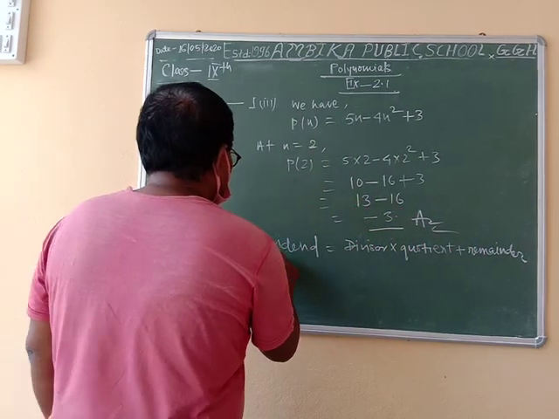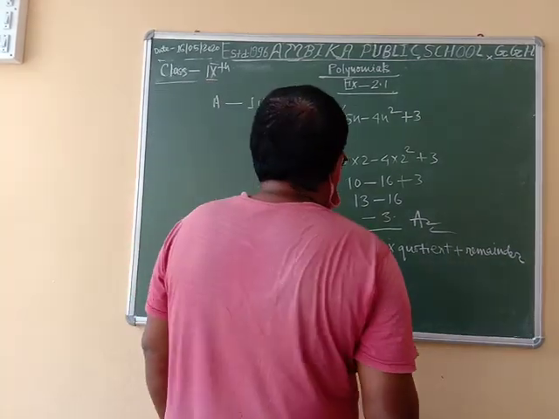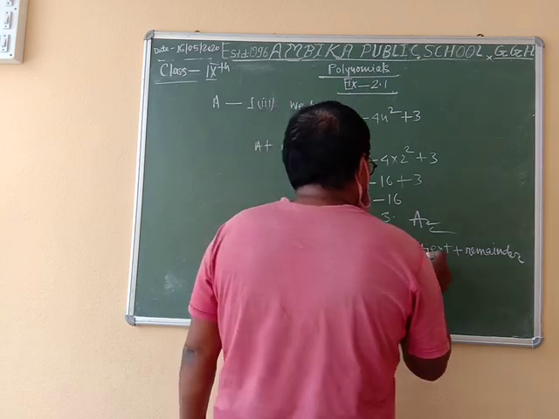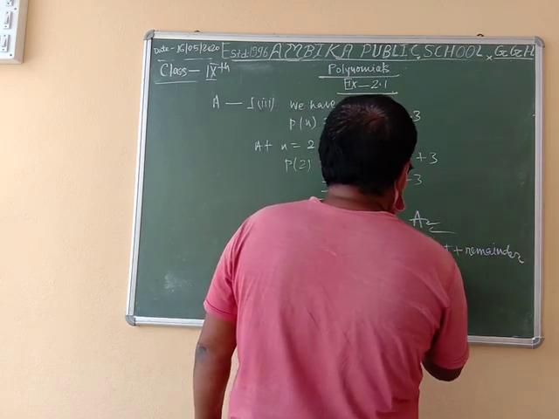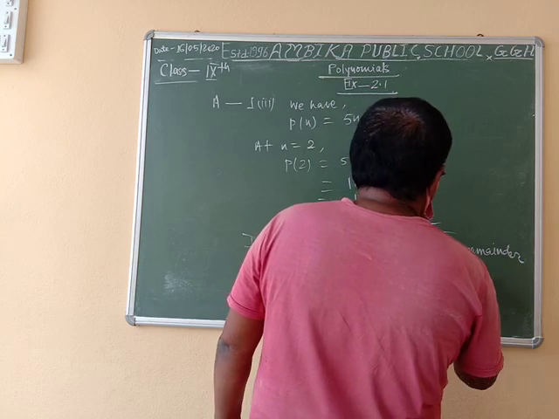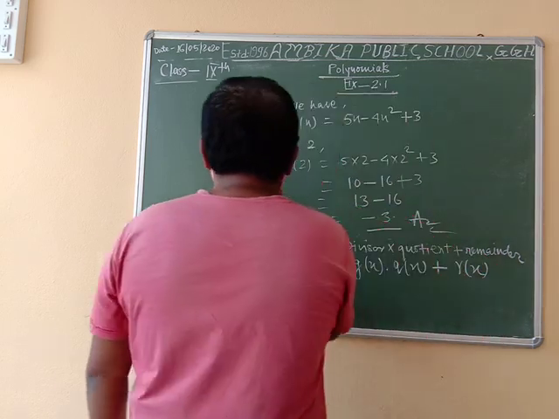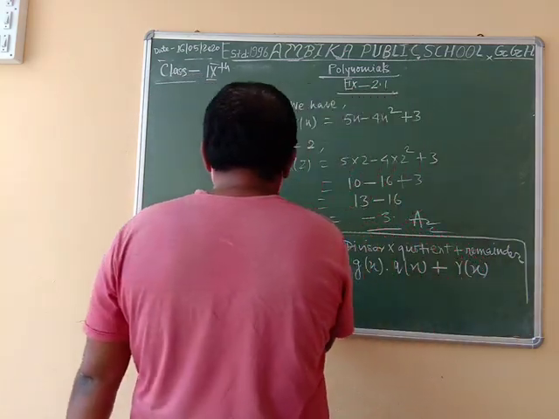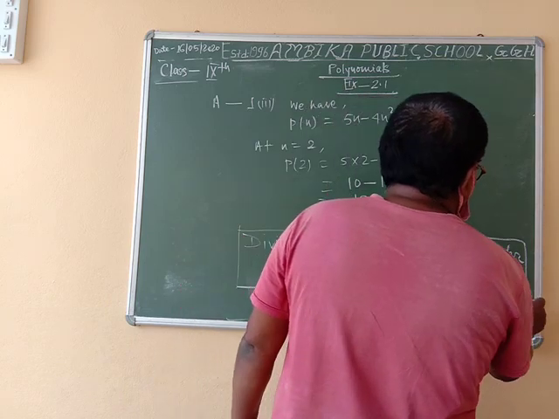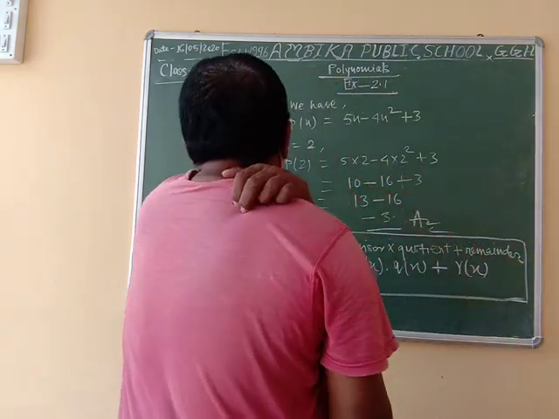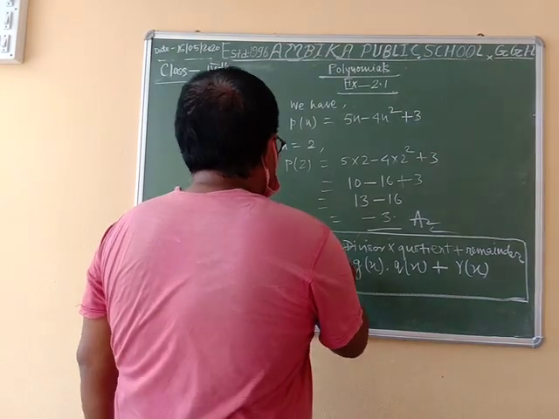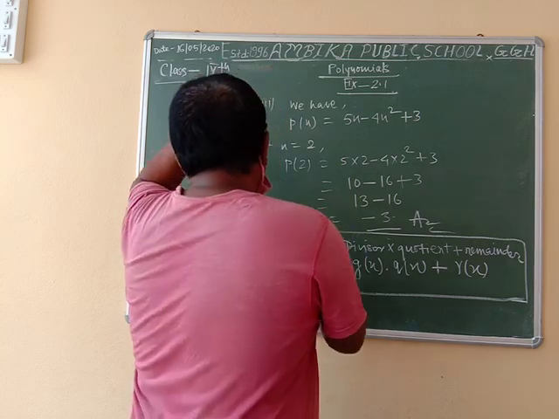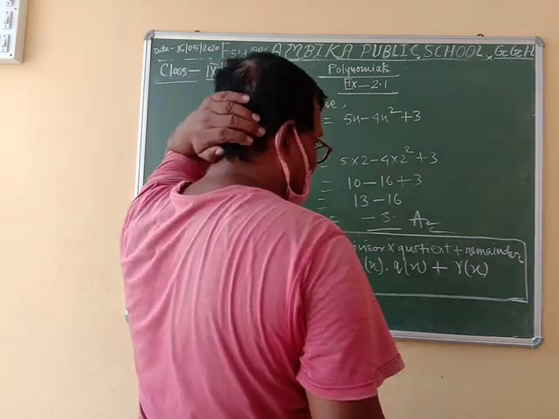Here dividend is p(x) is equal to divisor is g(x) into quotient is q(x) plus r(x). This is division algorithm. You have learned in previous classes and you solved and check your division by this formula, dividend बराबर divisor into quotient plus remainder.